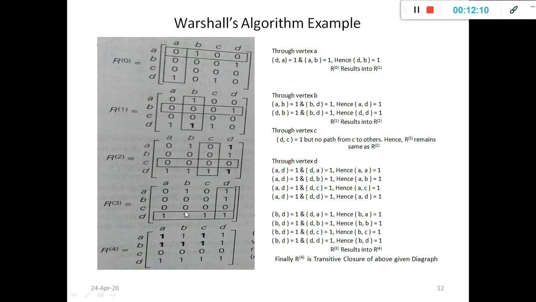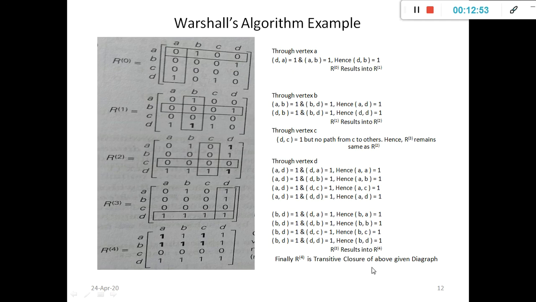Similarly, there is a path from B to D is equal to 1 and D to A is equal to 1. Hence B to A is equal to 1. There is a path from B to D is equal to 1 and D to B is equal to 1. Hence there is a path from B to B is equal to 1. Similarly, there is a path from B to D is equal to 1 and there is a path from D to C is equal to 1. Hence there is a path from B to C is equal to 1. Finally, there is a path from B to D is equal to 1 and there is a path from D to D is equal to 1. Hence there is a path from B to D is equal to 1.